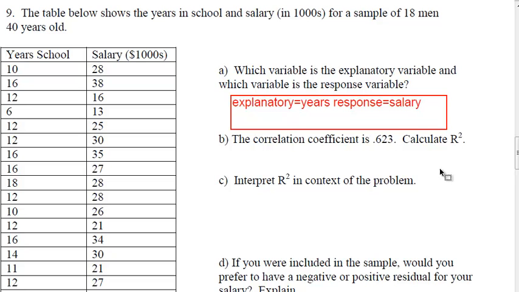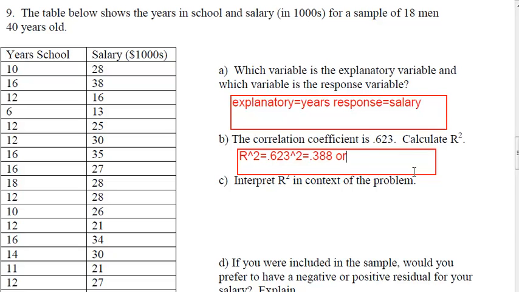The correlation coefficient is 0.623. Calculate R squared. Well, R squared is just equal to the correlation coefficient squared. So this problem really couldn't be much easier. I just take 0.623 and I square it. And that gives me 0.388. Or sometimes we make that a percent, so 38.8%. Okay, so now that's pretty easy. Both of those are actually pretty easy.